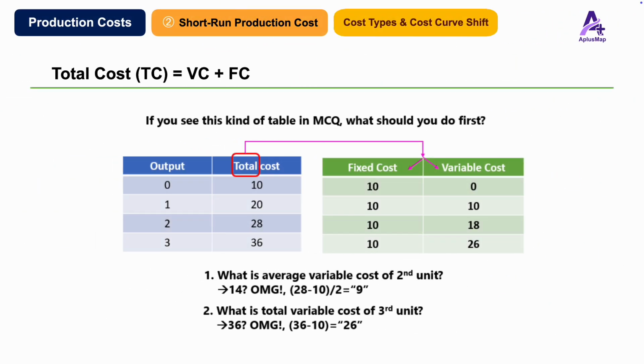Here's a quick AP tip. Often, multiple choice questions just say total cost. Always mentally split that in your head: that's fixed cost plus variable cost. Just remembering that structure can help you avoid traps and see the answer more clearly sometimes. Good tip. Don't just think TC, think FC plus VC.